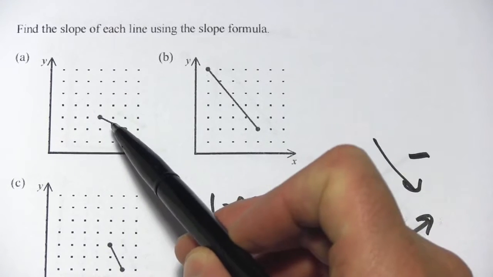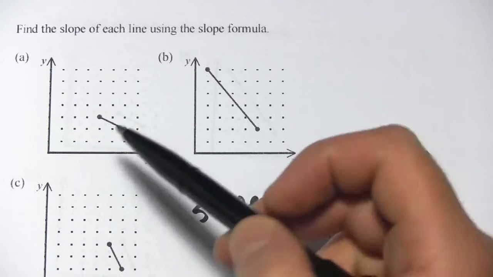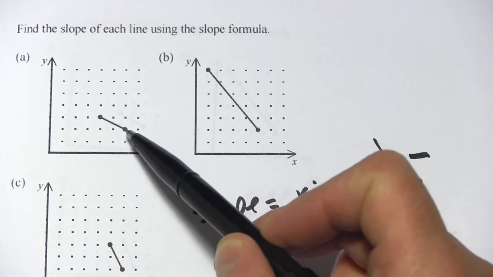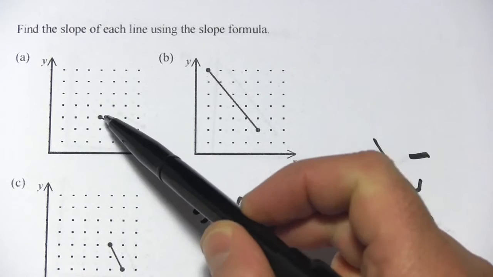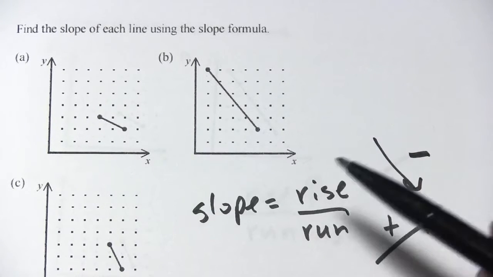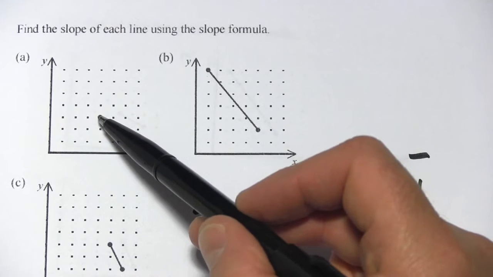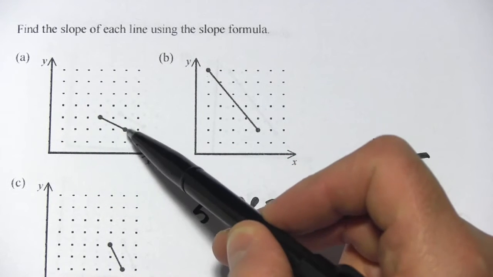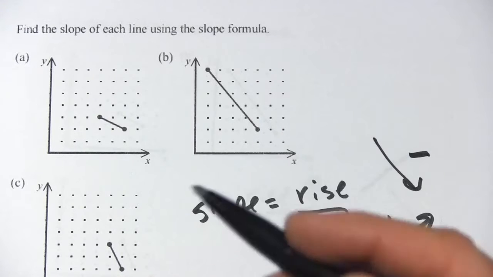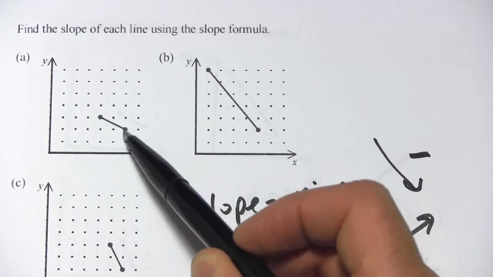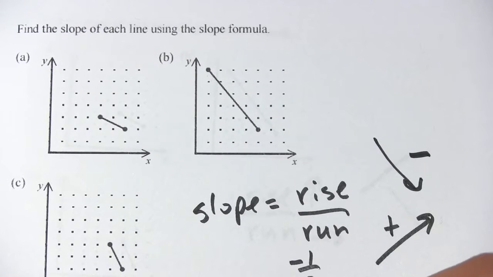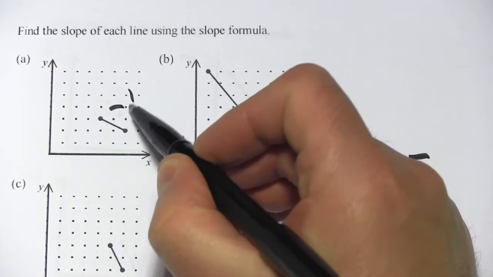So in this first one, to get the rise, I'm going to count how many spaces it goes up from here to here. Well, it doesn't go up, it goes down. So I'm going to count how many spaces it goes down and put a negative sign on top of it. So 1. So this point is 1 lower than this point. So our rise is a negative 1, and our run is 1, 2 from left to right, 2 spaces. So negative 1/2 is that slope.